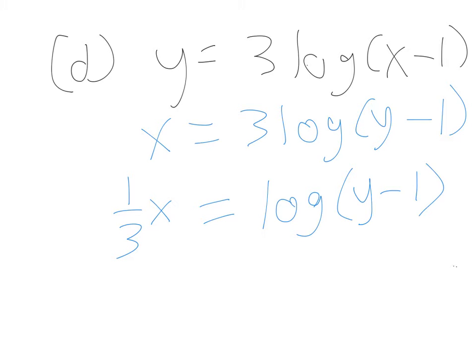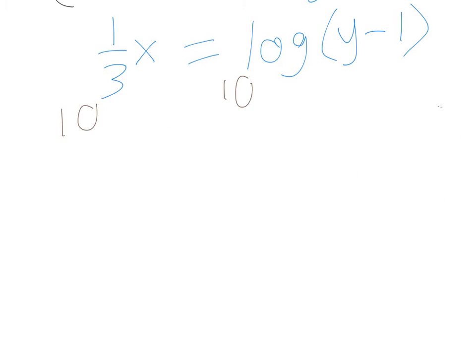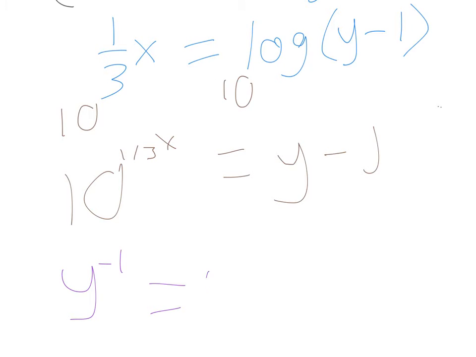Now, since it's a common logarithm, the base is 10, so to get rid of the log, you rewrite both sides as an exponential with 10 as the base. Now on the right hand side, the 10 and the log cancel out, so you're just left with y minus 1, and you have 10 raised to a power of 1/3 x. So if you add 1 to both sides, you have that the inverse is just 10 to a power of 1/3 x, then plus 1.